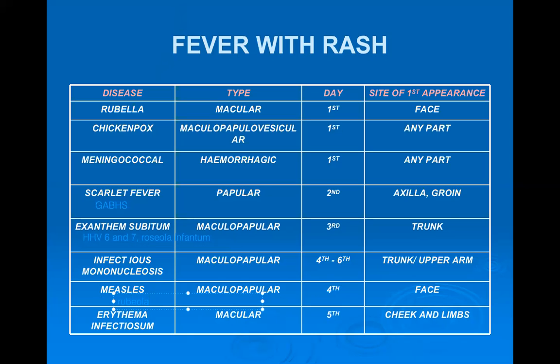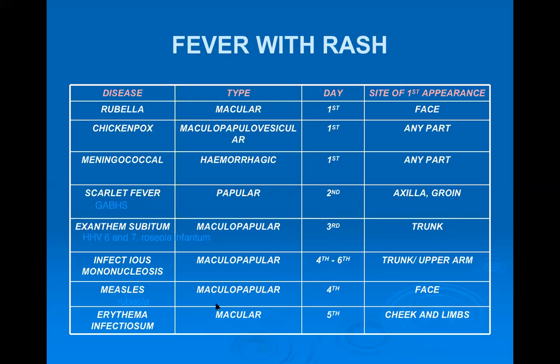Rubeola is called measles. It's not rubella, it's rubeola. Okay, so here also the maculopapular rashes will be present, and it is present on the 4th day of the illness, and it mainly appears from the face and then rapidly spreads downward.